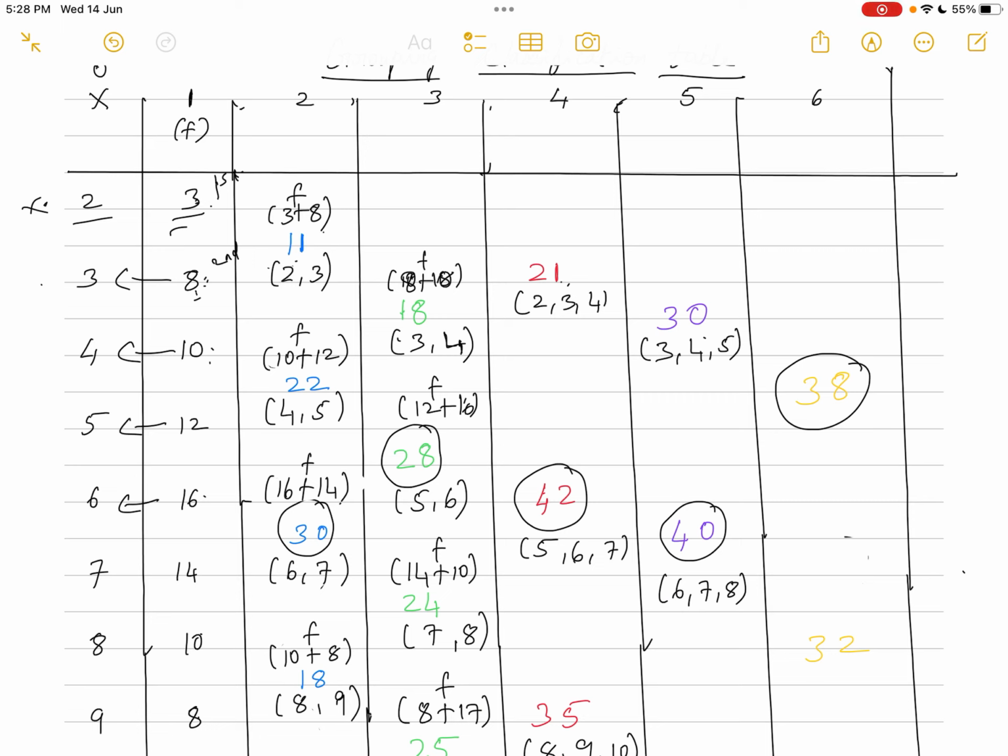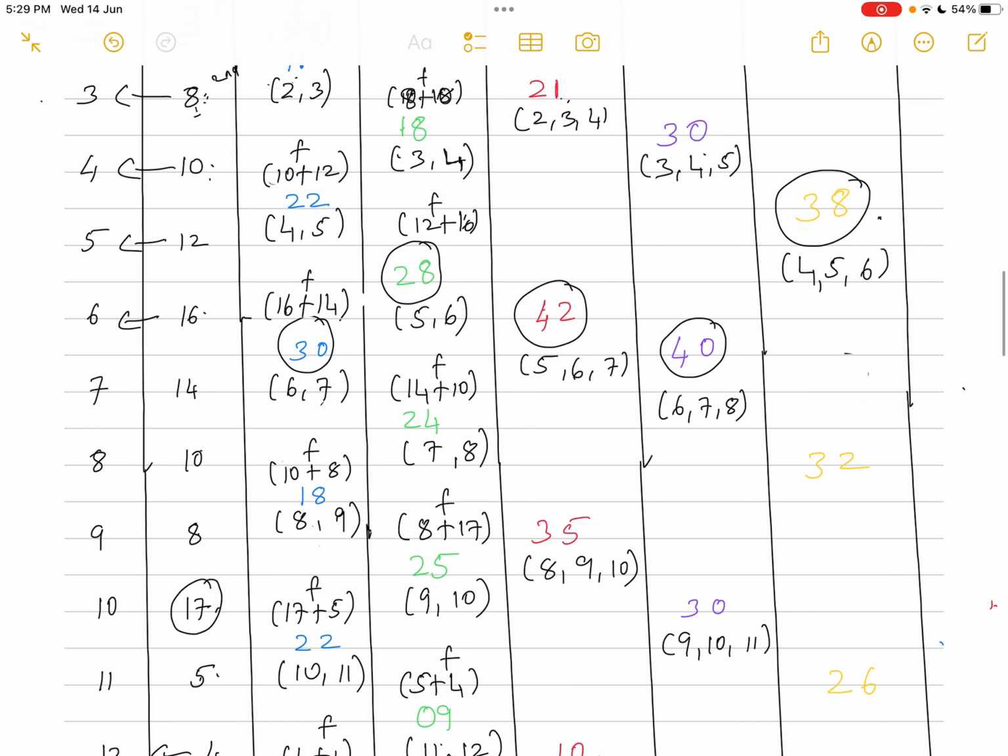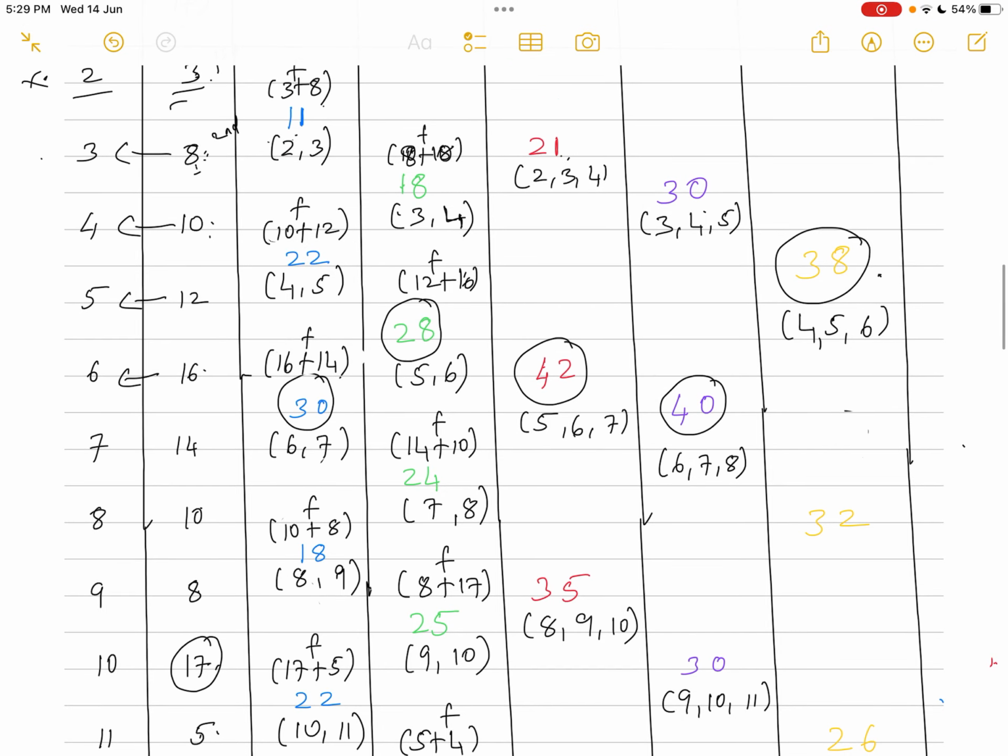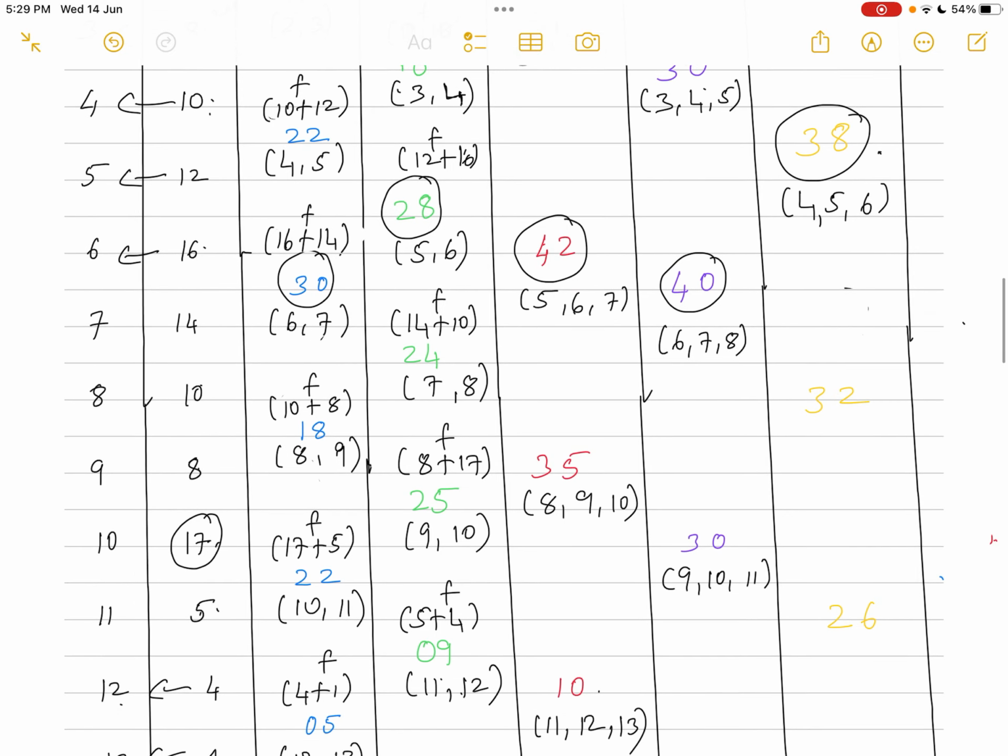So based on the first 2 rows we are leaving it. Okay, now what is the next one? 10 plus 12 plus 16, that is 4, 5 and 6. Corresponding x values 4, 5 and 6. So 10 plus 12 plus 16, we are getting 38. So the corresponding x values are 4, 5 and 6.